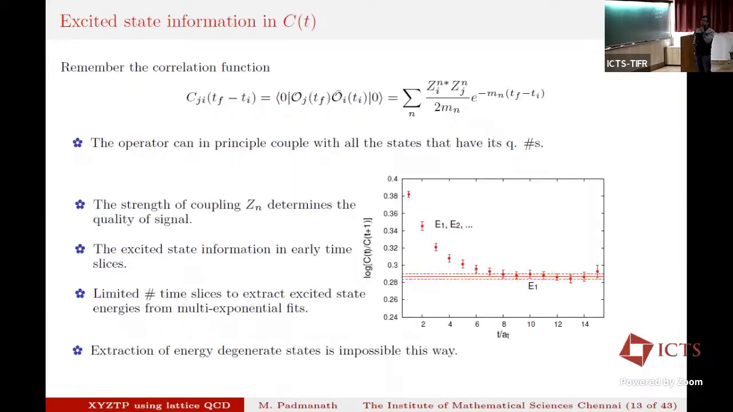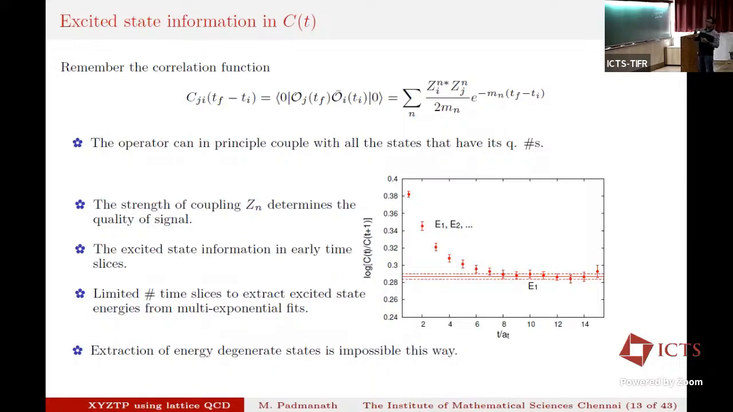All right, for excited state extraction, I already said that if you just look at the 2-point correlation function, you can simply extract the ground state from its late time behavior. Ground state you can simply extract by assuming a single exponential behavior at late times. But if you want excited states, then you can go on adding more and more exponentials and try to fit, even including some early time points in this figure.